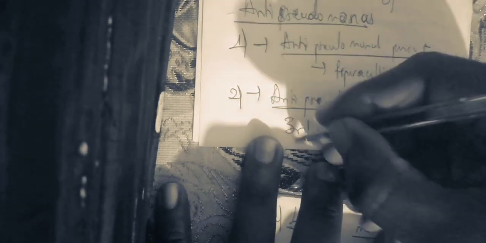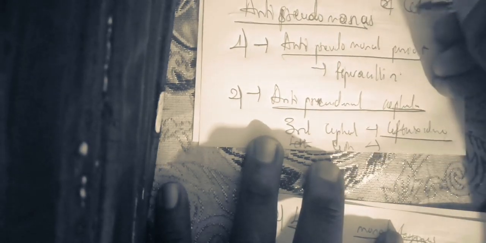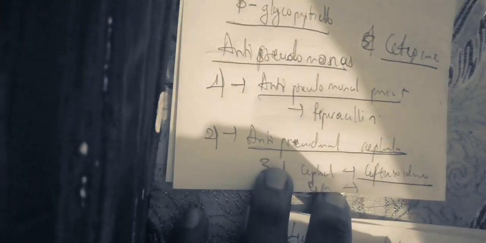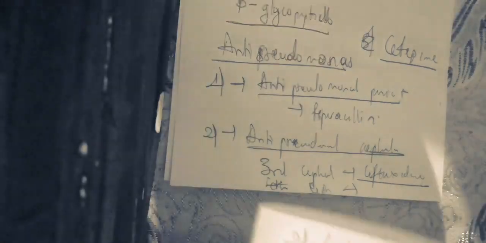Is it clear? And then the third one, we have also the anti-pseudomonal cephalosporin, which are the fourth-generation cephalosporins. An example of the fourth-generation cephalosporin is cefepime. Is it clear? Which is also going to have the anti-pseudomonal action. So that's how you treat Pseudomonas.